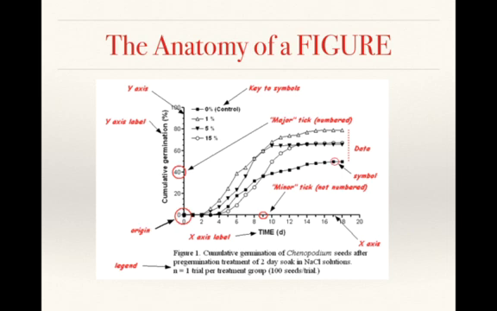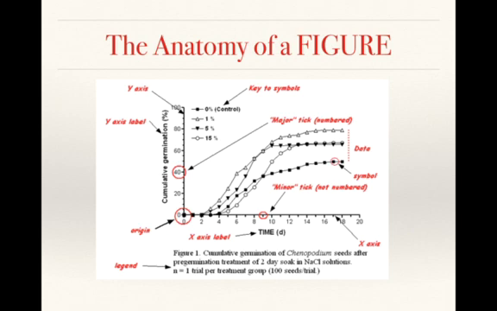Figures are numbered consecutively throughout the paper and mentioned by name and number in the text preceding the figure. Although many figure types exist, by far the most common is the graph. Let's have a look at this graph and the anatomy of this figure. You can see the X and Y axis labels are described, providing units. You can see the key to the symbols.